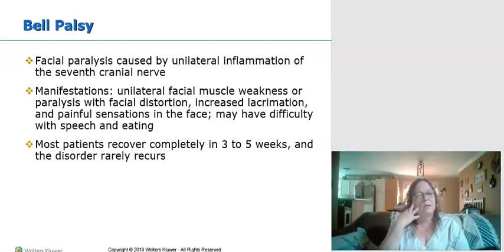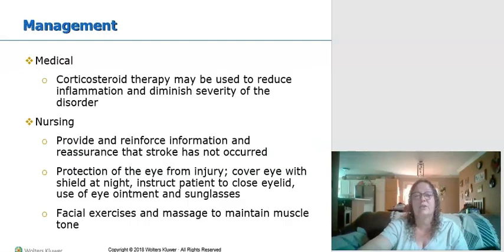Remember, this is primarily a cranial nerve thing, but anytime you have a facial droop, we need speech pathology to come in, make sure you can still swallow. Most patients recover completely in 3 to 5 weeks, and the disorder rarely recurs. Oftentimes, these patients will come in to the ED, and their concern is that they're having a stroke. So we need to reassure them that they're not, right?